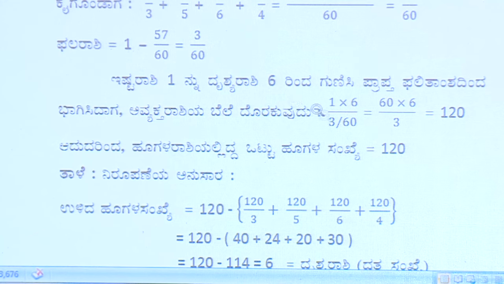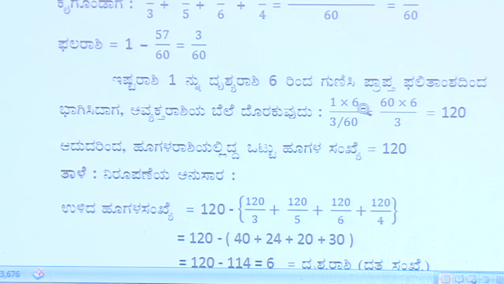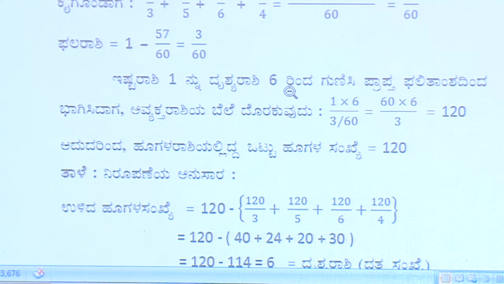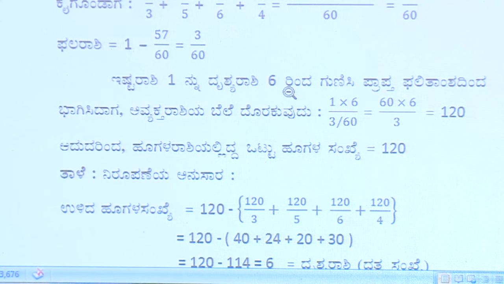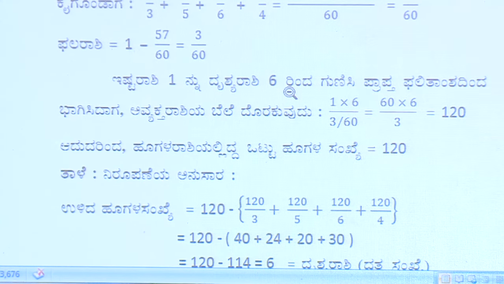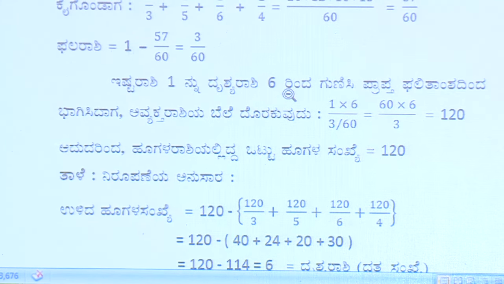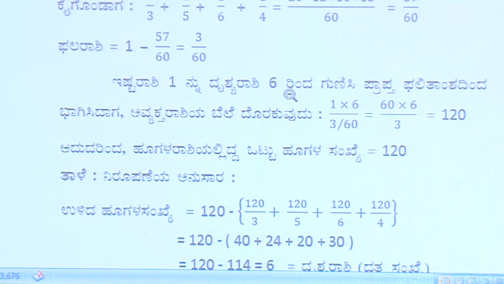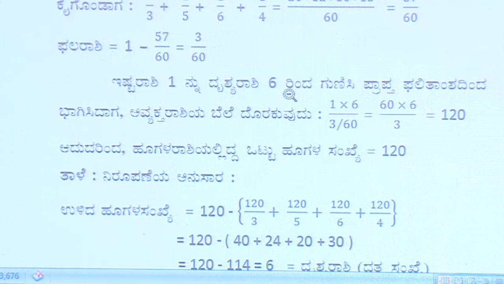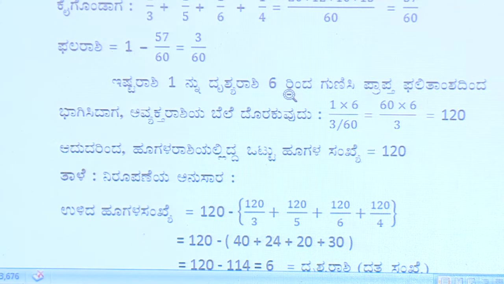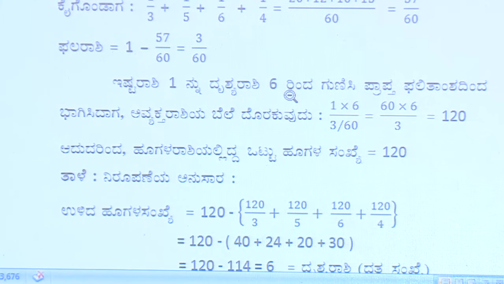Now, if we consider the whole number of flowers as 1, the part which has been already offered is 57 by 60. What is the remaining part? Three by sixtieth part is equal to 6. Okay. 3 by 60th part. I got it. 360 by 3. It is 120. Yeah. Yes.